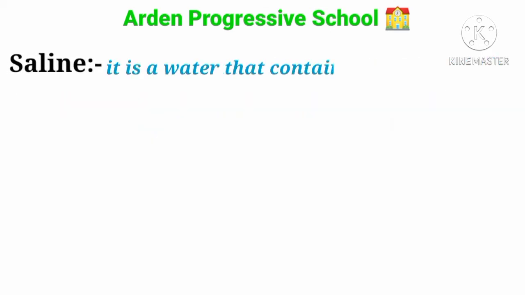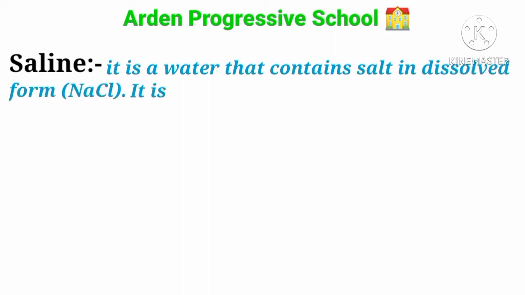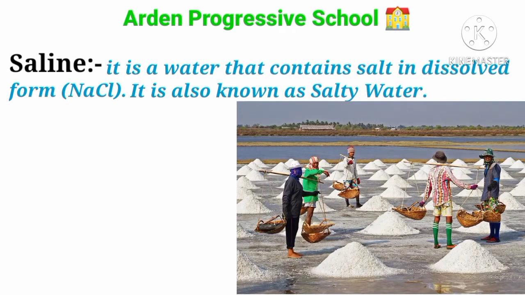Now, next is saline. It is water that contains salt in dissolved form, which is known as NaCl, that is sodium chloride. It is also known as salty water. As in the image, you can see that the people are collecting salt from an ocean.